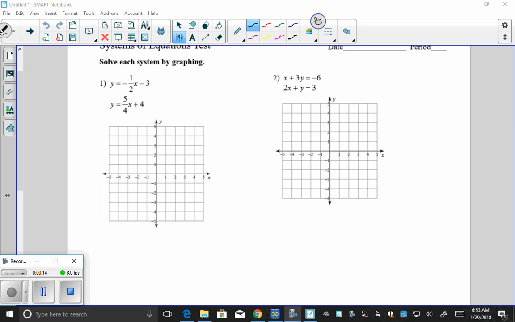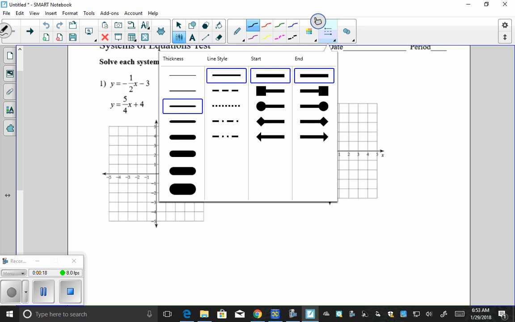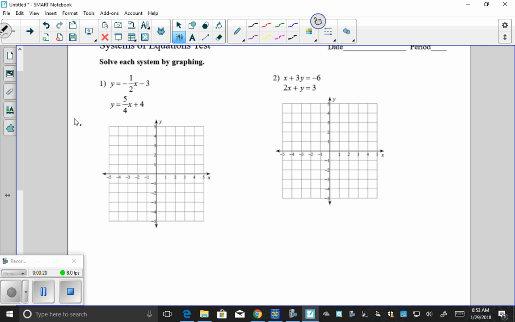Alright? So problem 1 says to solve each system by graphing. Remember, your answer is going to be where your lines cross, the ordered pair where the lines cross. So the first thing you have to do is graph.